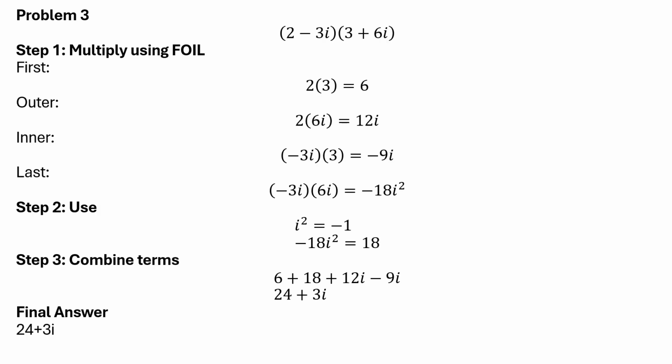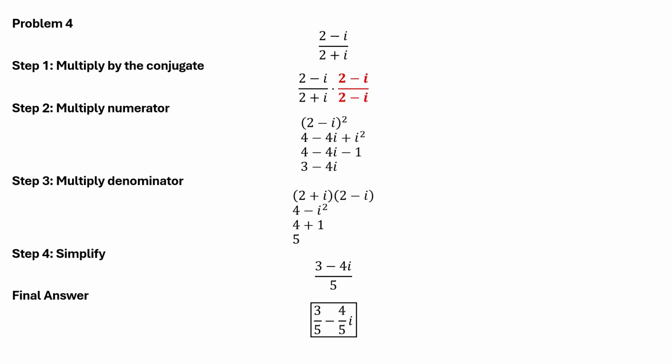Using the FOIL method, multiply each term. After replacing i squared with negative 1, the last term becomes positive 18. Combining all terms gives 24 plus 3i. To divide complex numbers, multiply the numerator and denominator by the conjugate of the denominator. The denominator becomes 5, and the numerator simplifies to 3 minus 4i. Therefore, the answer is 3/5 minus 4/5 i.